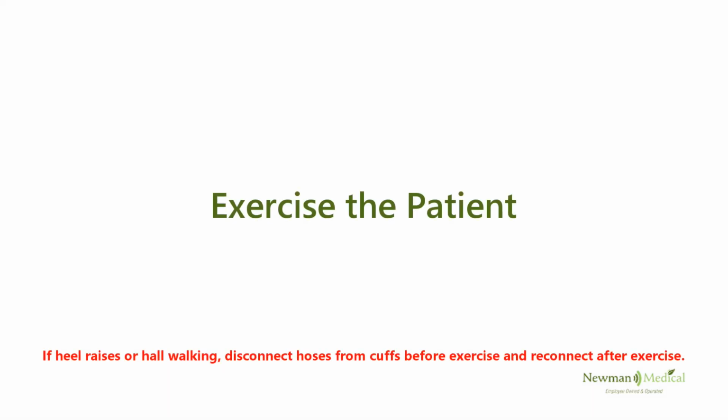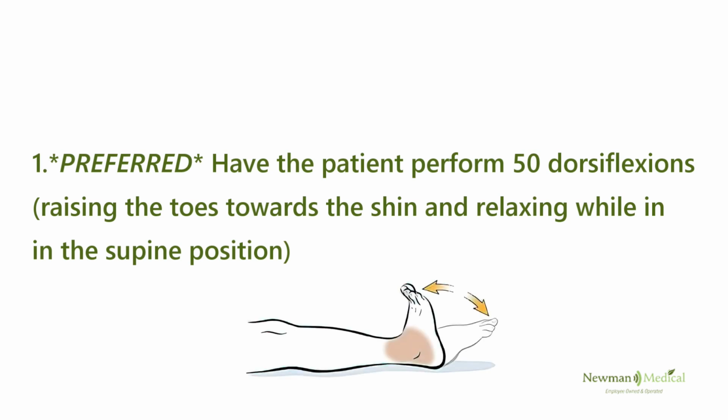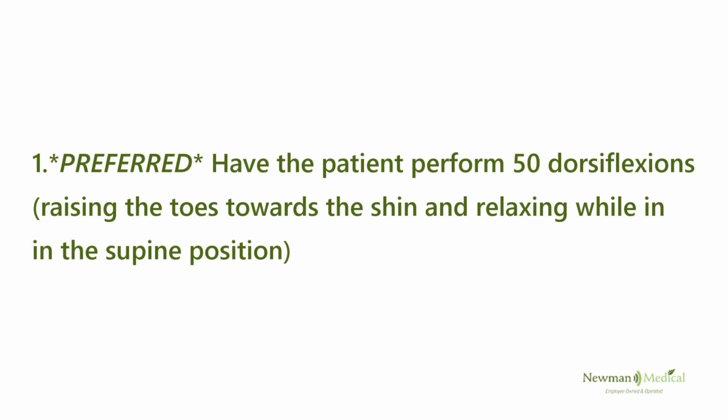Have the patient exercise to increase blood flow to the extremities in one of the following ways. 1. Preferred, have the patient perform 50 dorsiflexions, raising the toes towards the shin and then relaxing, while in the supine position.